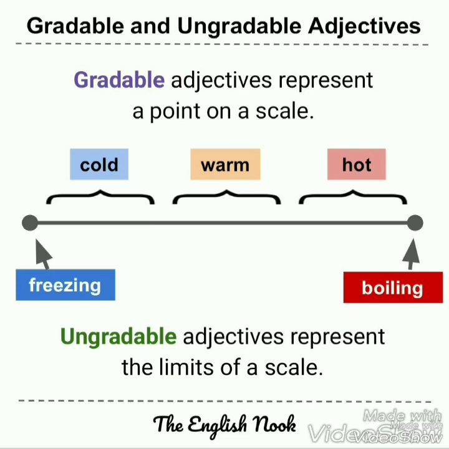So we can look at how these gradable adjectives can be slightly different from each other, and there's degrees of cold. Very cold, slightly cold, a little cold. So these are examples of gradable and ungradable adjectives.